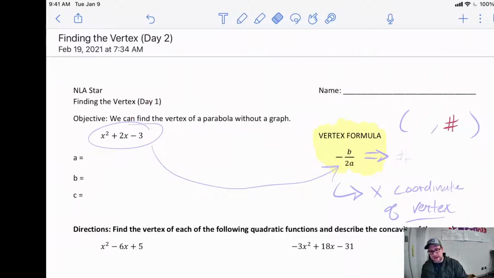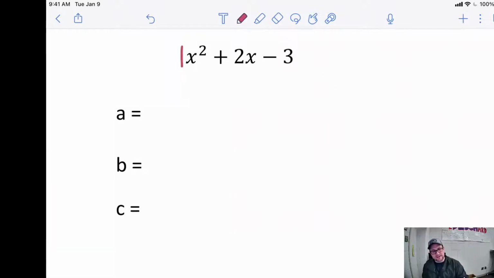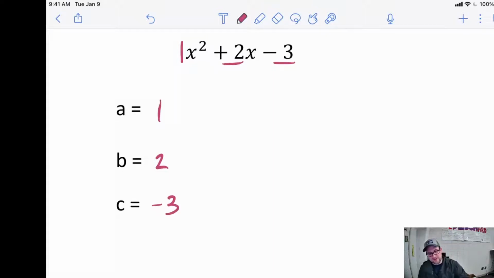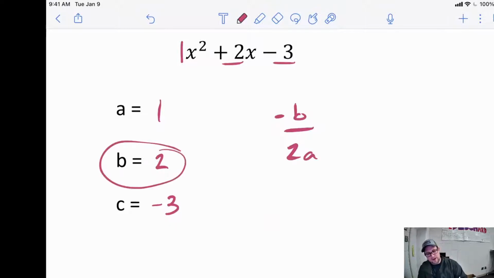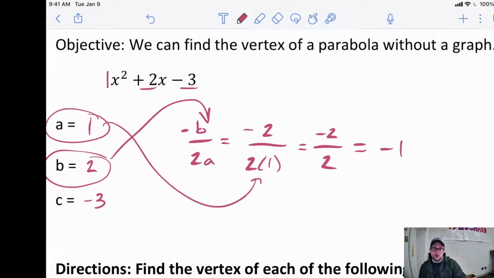Let's use our actual numbers as we go. In this problem, A is 1, B is a positive 2, and C is a negative 3. Our formula, just like it always has been, is negative B over 2A. So we take our B value and plug it in. With that negative in front, it's a negative 2 over 2 times A, which is 1. So negative 2 over 2 is, of course, just a negative 1. And that is the x-coordinate of our vertex.